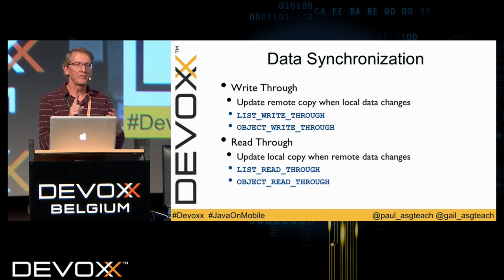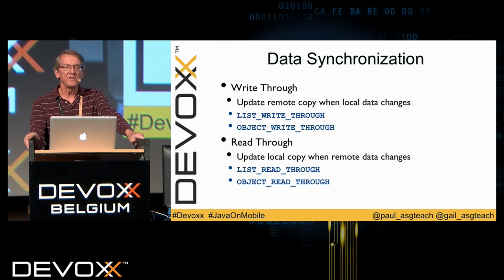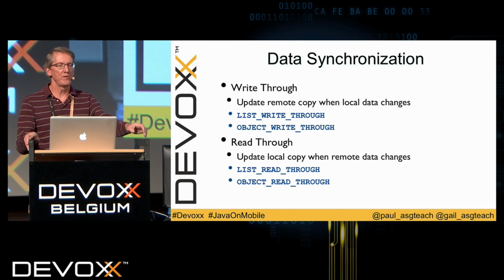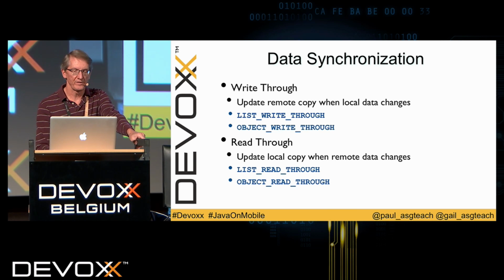Okay, so there is list write through and object write through. When you specify either one of those, what happens is the remote copy updates when the local data changes. And when you specify either the list read through or the object read through options, then the local copy updates when the remote data changes.